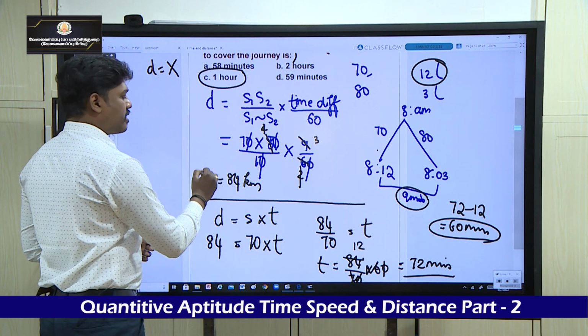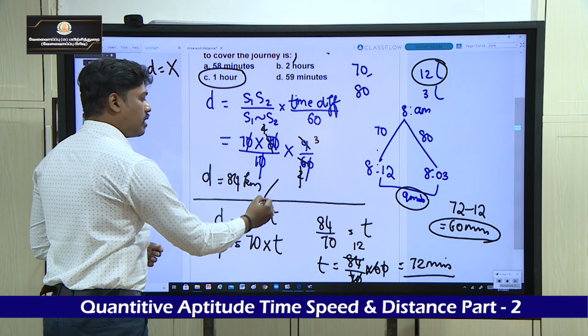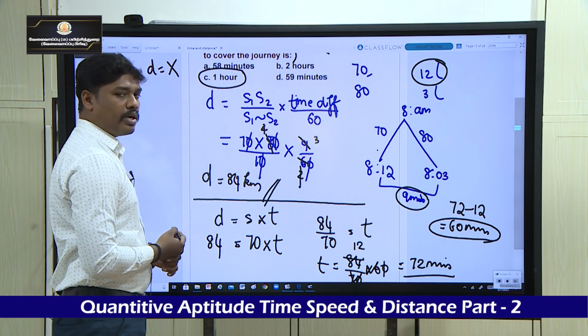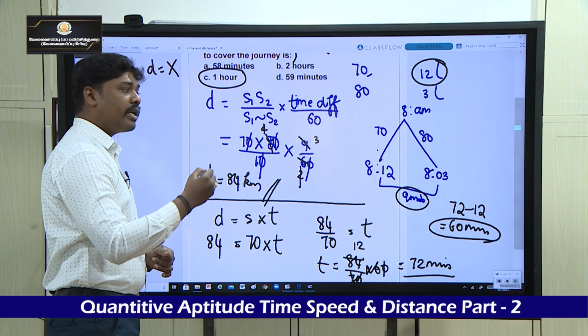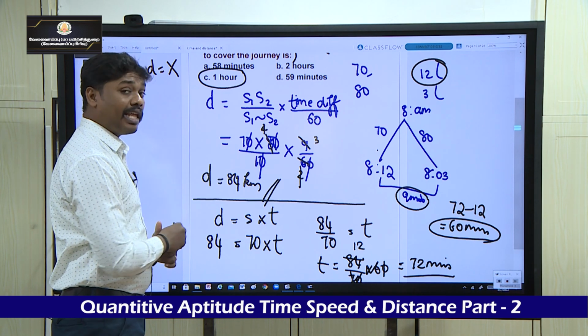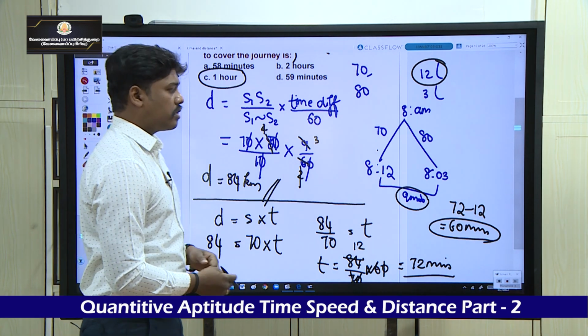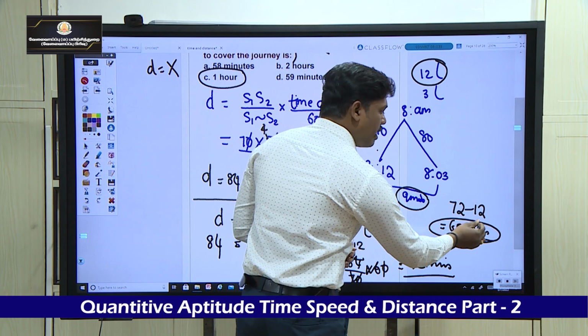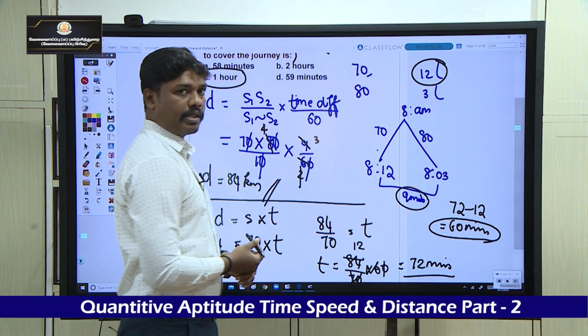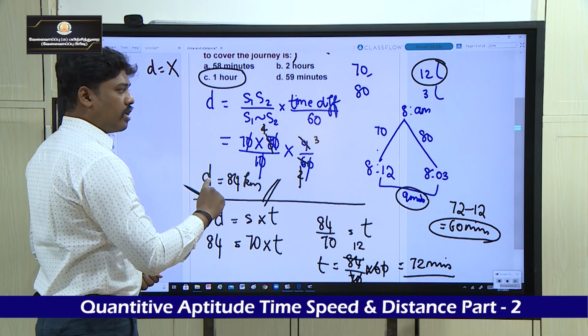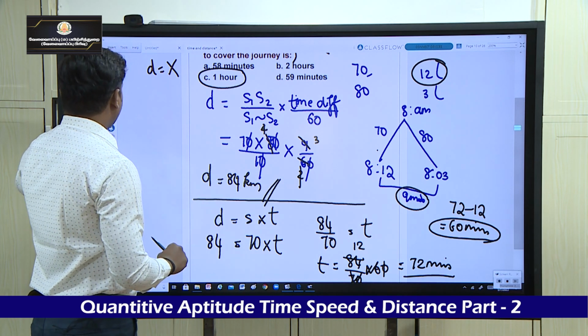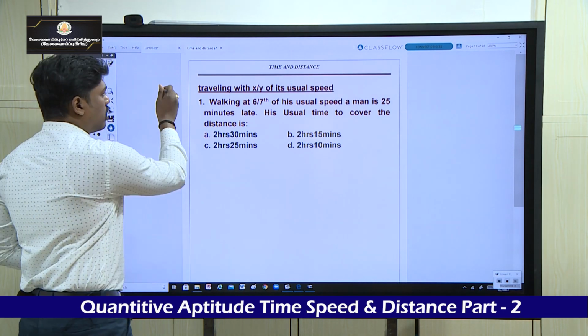If they are asking distance, then till this is your answer, distance equal to 84 kilometer. But what they have asked is the correct time to reach. So, the correct time is 60 minutes. Is that clear? We can just move on to the next one here.